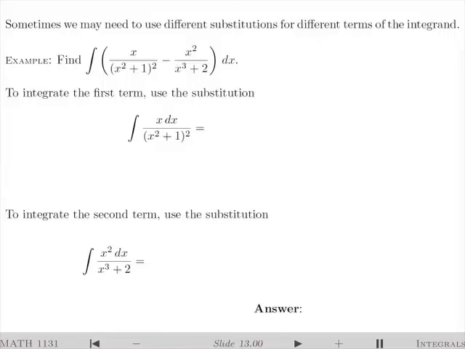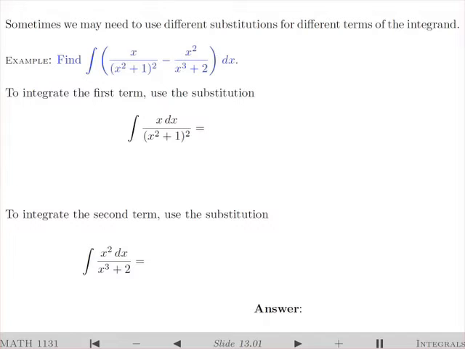Welcome. We will continue our discussion of the method of substitution. It's possible that the function you are trying to integrate is a sum of several different terms, and you might have to use different substitutions for different terms. So that's what happens in our next example, where we have to integrate x over the square of the quantity x squared plus 1 minus x squared over the quantity x cubed plus 2.